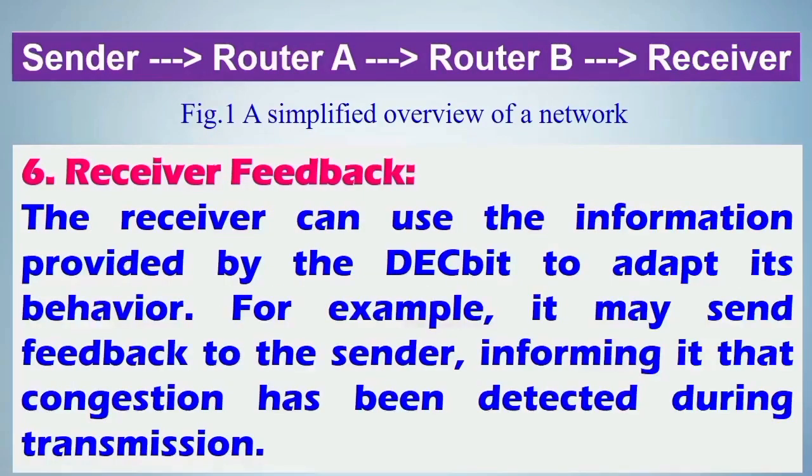Receiver feedback. The receiver can use the information provided by the DECbit to adapt its behavior. For example, it may send feedback to the sender, informing it that congestion has been detected during transmission. That is, the receiver can utilize the information conveyed by the DECbit to adjust its behavior, and may inform the sender about the congestion it has detected by sending feedback.